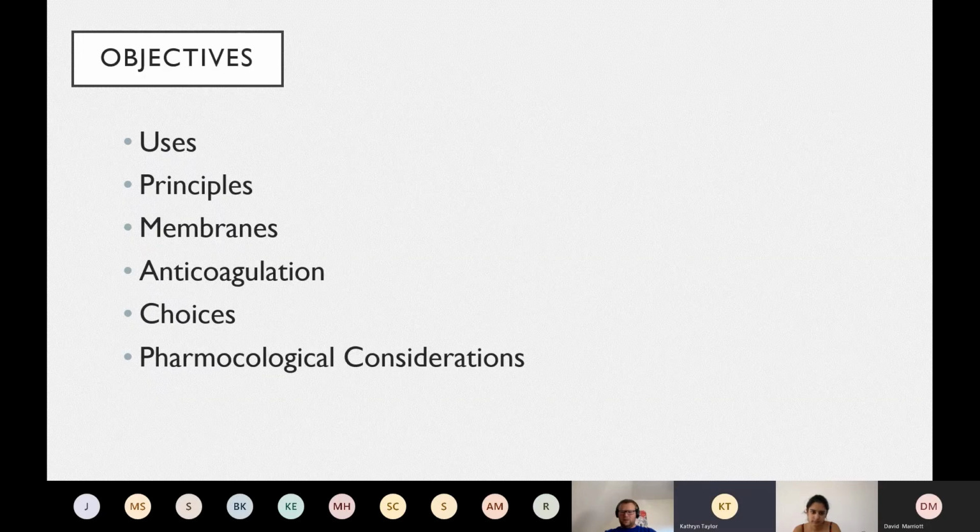Okay, so I'm going to talk about the uses of renal replacement therapy, the principles behind each type of renal replacement therapy that we use in critical care, membranes that are used in it, anticoagulation, and what choices we have and when we might make them, and then just very briefly on some of the pharmacological considerations that we've got to think of when somebody is on renal replacement therapy. It's quite important because approximately 5% of people will require RRT when they come to ITU, and we've been seeing it quite a bit, at least in Queen's with COVID.